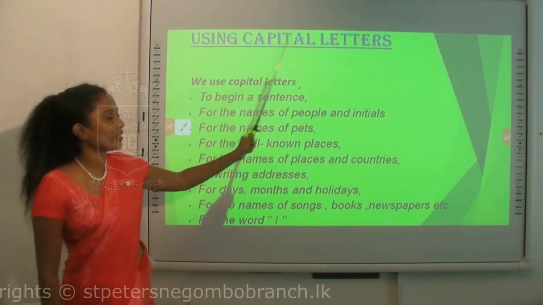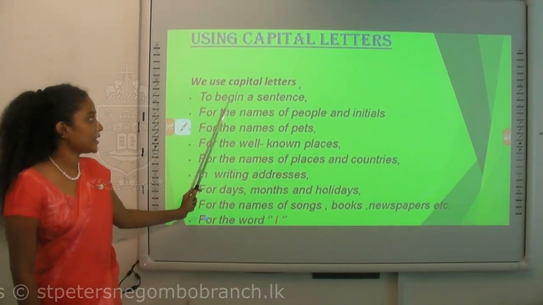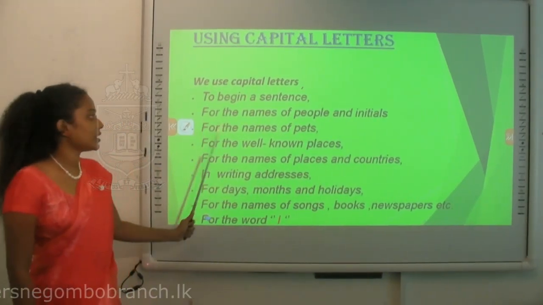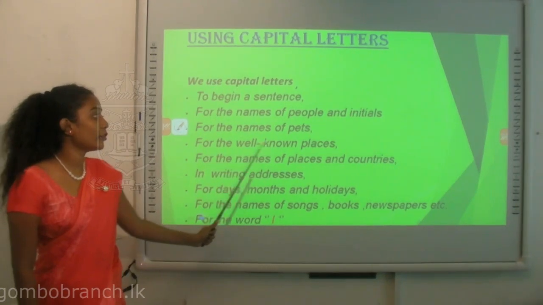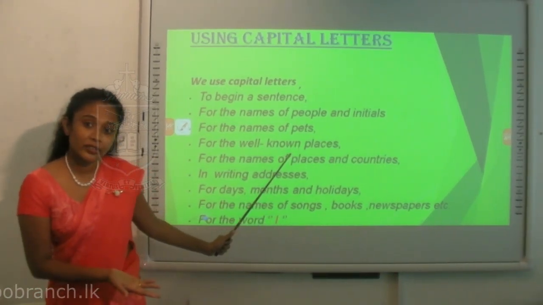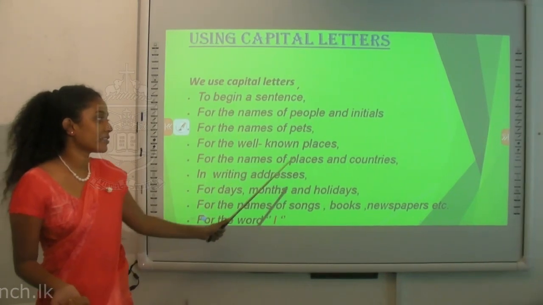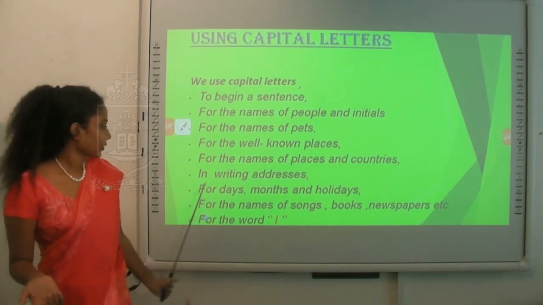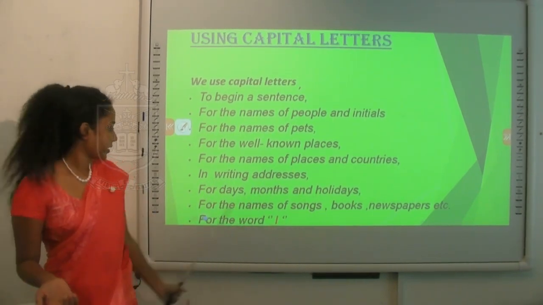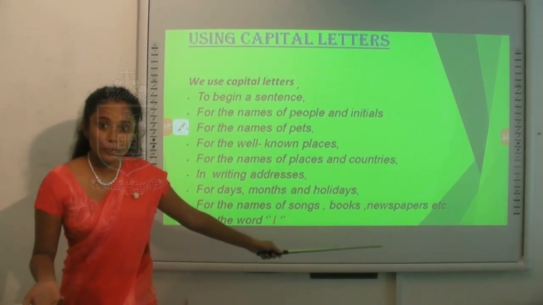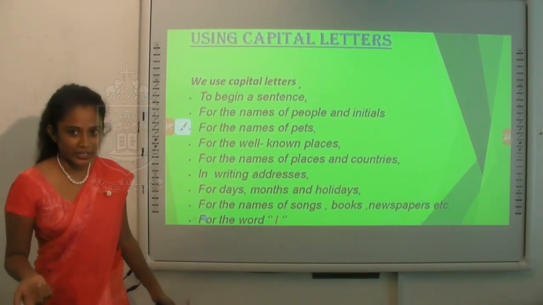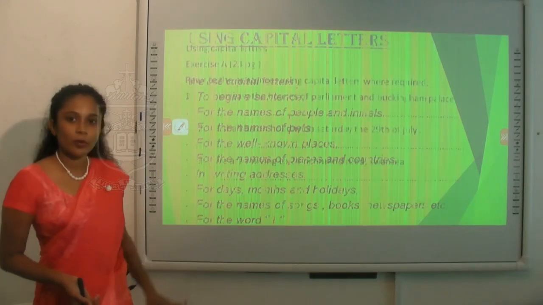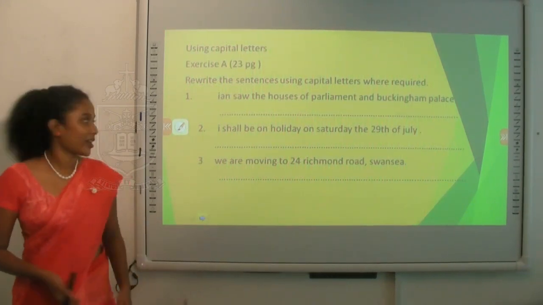So using capital letters to begin a sentence, for the names of people and initials, for the names of pets, for the well-known places just like Taj Mahal, Eiffel Tower, White House, for the names of places and countries, Sri Lanka, India, and in writing addresses, for the days, months and holidays, for the names of songs, books, newspapers, and for the word I. Right. So I hope it's very clear to you all. We shall move to the exercises.